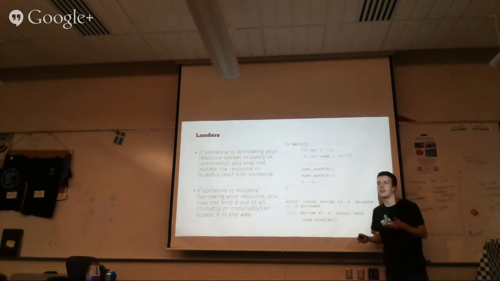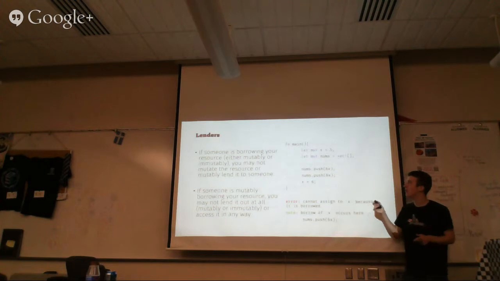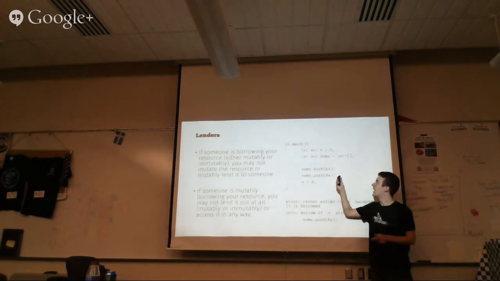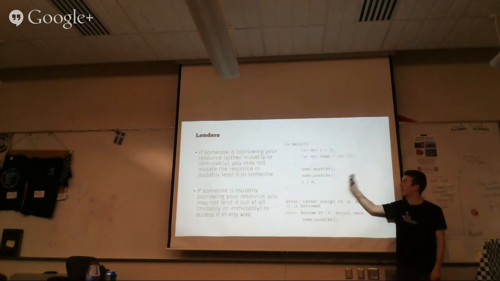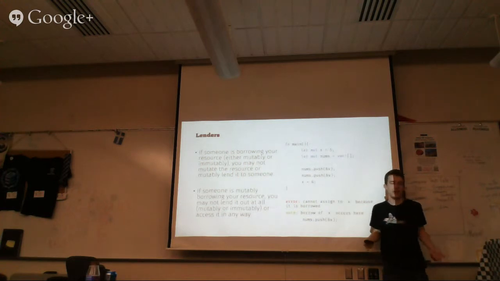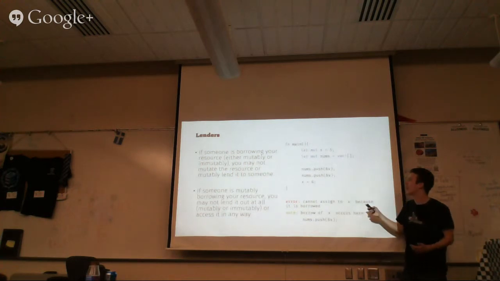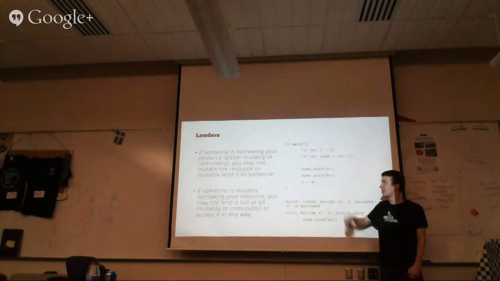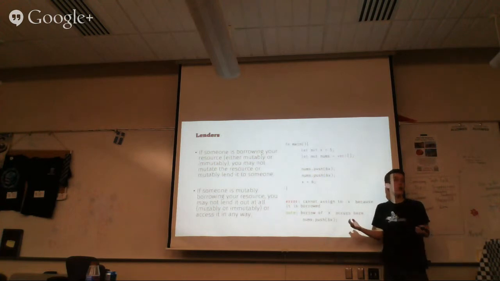So lenders: if there's borrowers, you have to have lenders. Lending happens when you give out a pointer. So for example, I created a mutable variable x, and I created a mutable vector of numbers, just so it's mutable, so I can put things into it. It's useful that way. So I put in a pointer to x. Put another one. That's still valid because, again, these are read-only pointers. As long as they go away before x does, we're fine.